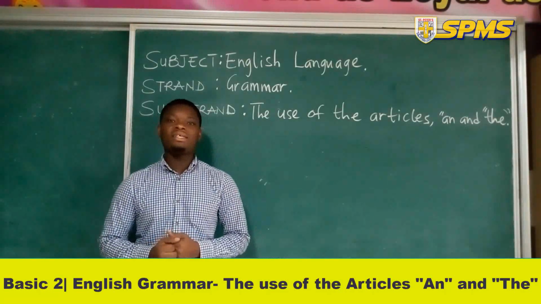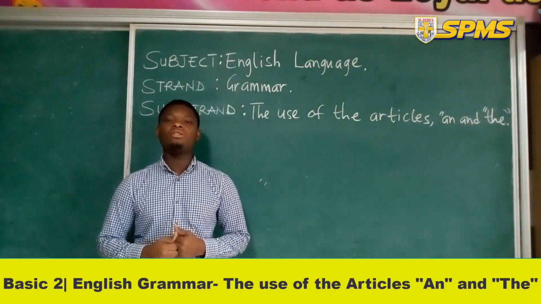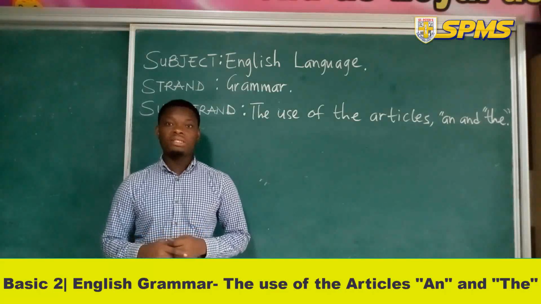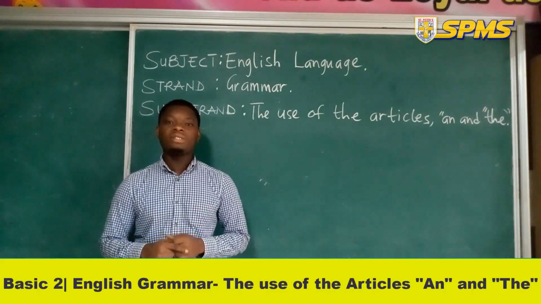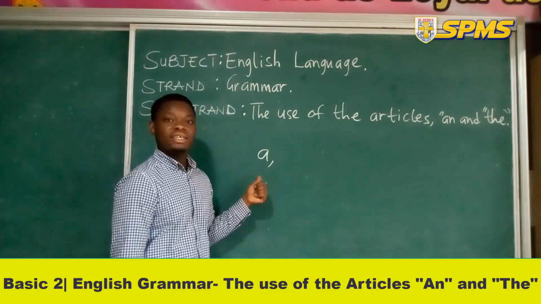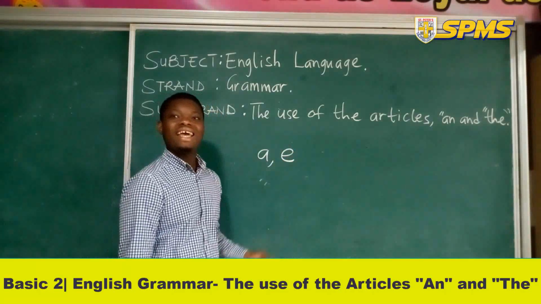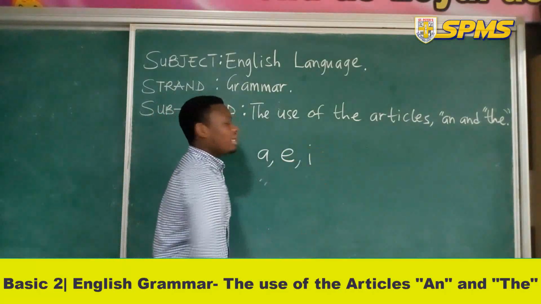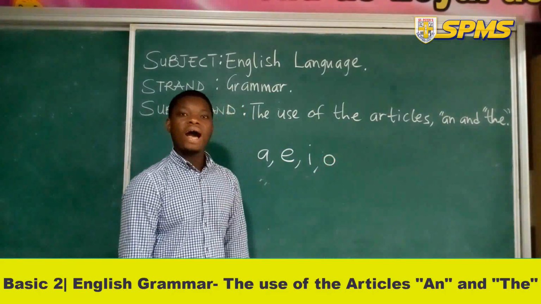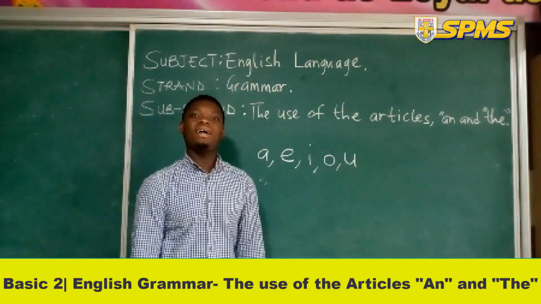Alright, so we are back to our main lesson for today. We are going to first of all look at how we can use an. But before we can do that, there's the need for us to remind ourselves of our vowels because it's very important here. So let's look at our vowels again. And then they are A as in A, E as in E, I as in I, O as in O, and then the last one is U as in U.